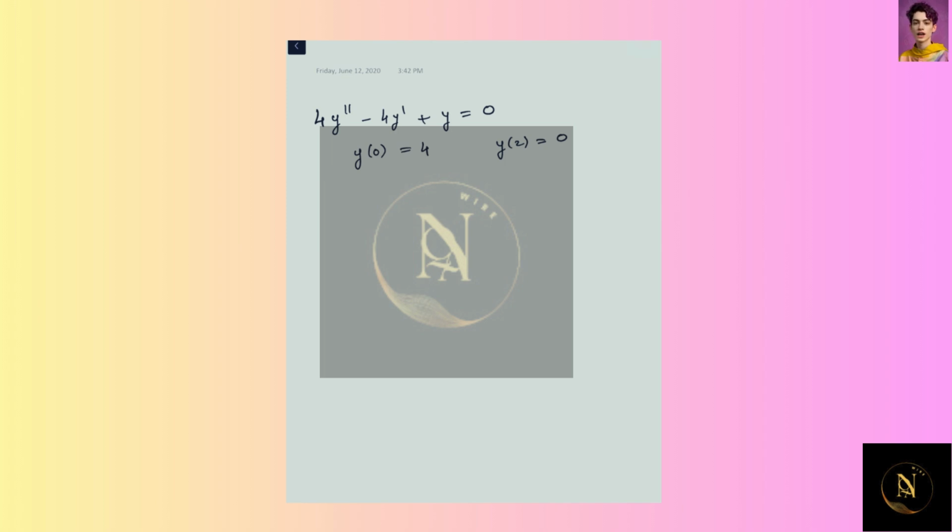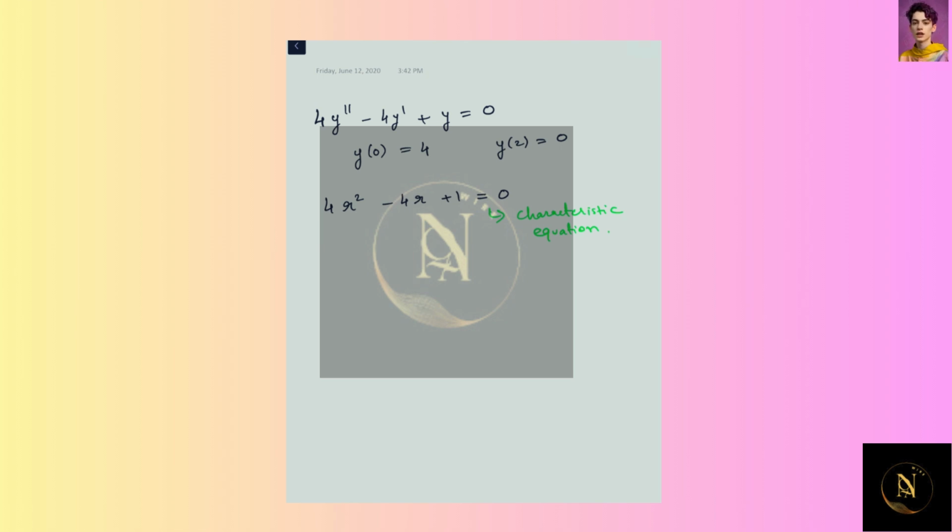So we need to first form the characteristic equation. The characteristic equation will be 4r² - 4r + 1 = 0. So this will be our characteristic equation. Alright, so let's solve this characteristic equation.